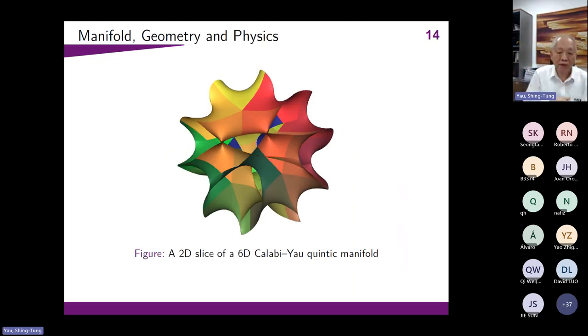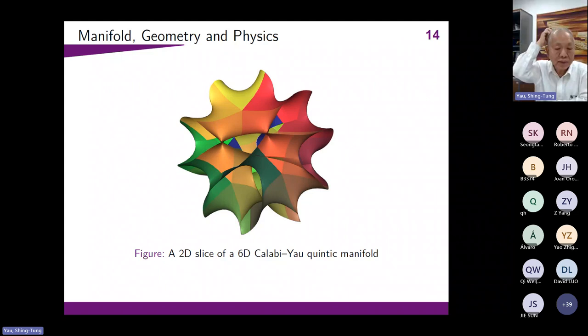Well, an interesting manifold: this is a slice of the six-dimensional Calabi-Yau quintic manifold, which has been interesting for many mathematicians and also physicists. And the Calabi-Yau manifold is a manifold which I proposed to study by proving the Calabi conjecture. This has been rather important in string theory, and actually is probably more important in algebraic geometry. It has been used to study algebra, number theory, and differential geometry.